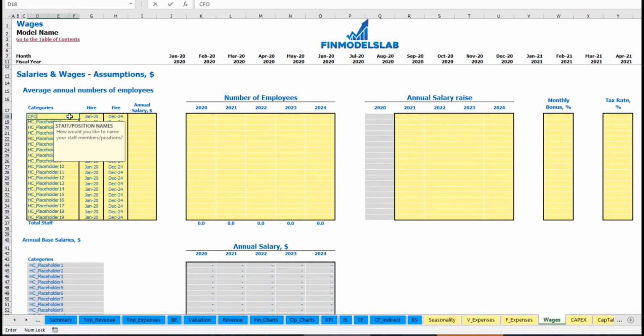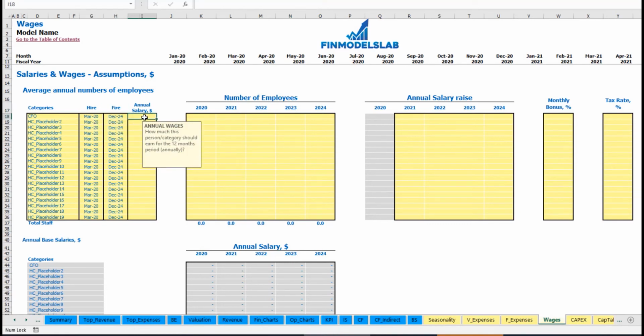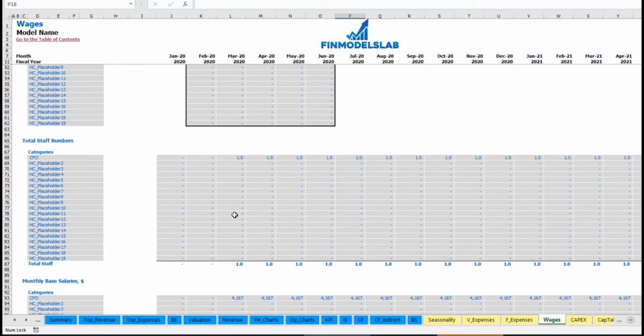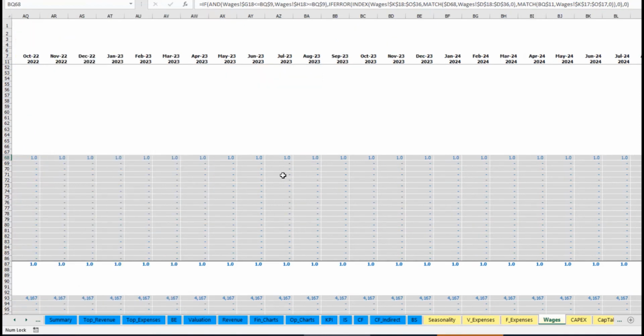Let it be CFO, which you are going to hire in March 20. You're not going to fire him, so the fire date will be December 24. The annual salary can be $50,000, and this will be one CFO over the time. So you may see one CFO, which is one headcount, starting from March till the end of the model, which is December 24.